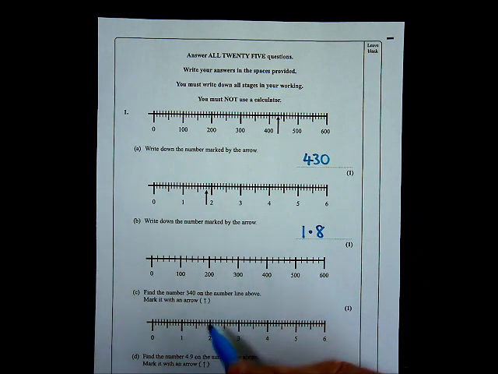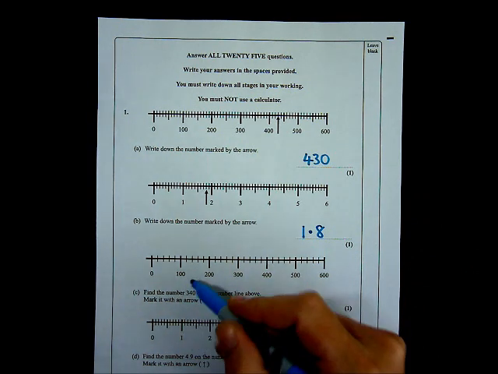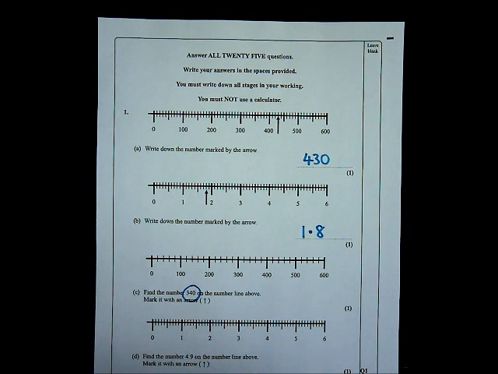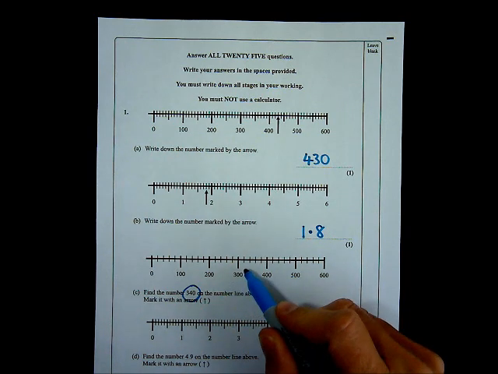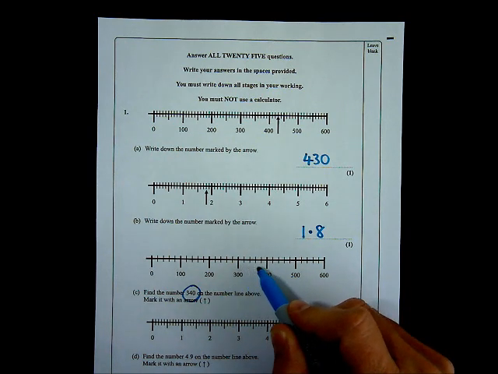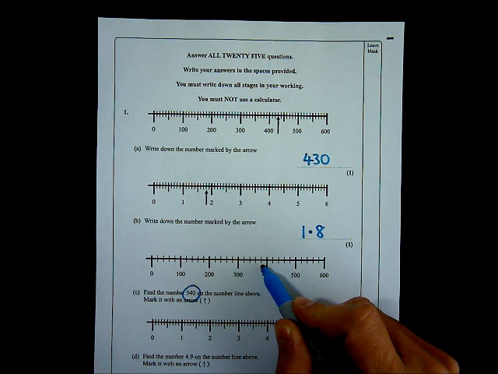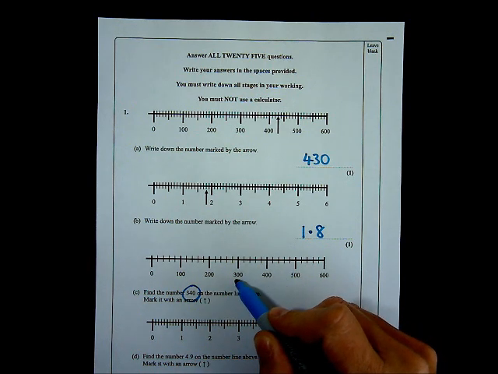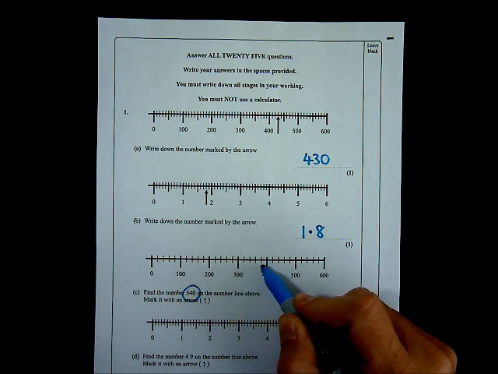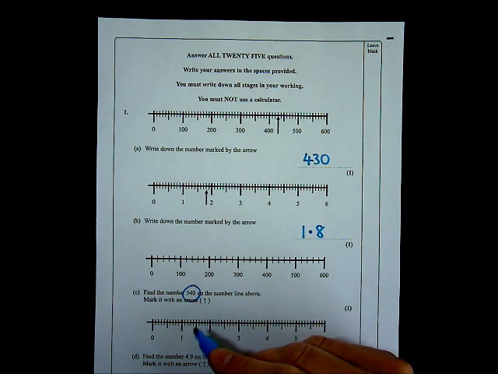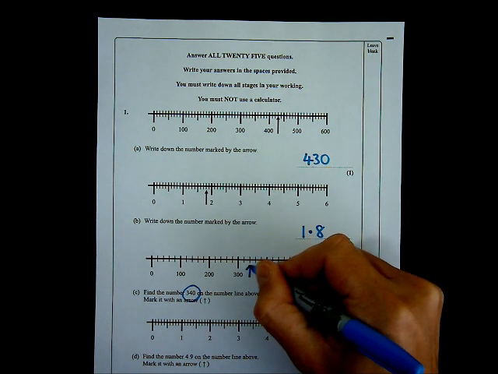In part C, I'm asked to mark the number 340 on the number line, so I need to work out what this scale goes up in. Now it goes from 300 to 400, so I'm going to try going up in tens. 310, 320, 330, 340, 350. So it hasn't worked. So I'm going to try double that because I got halfway and I made it to 350. So 320, 340, 360, 380, 400. So it does go up in 20s. And the second one there was 340.